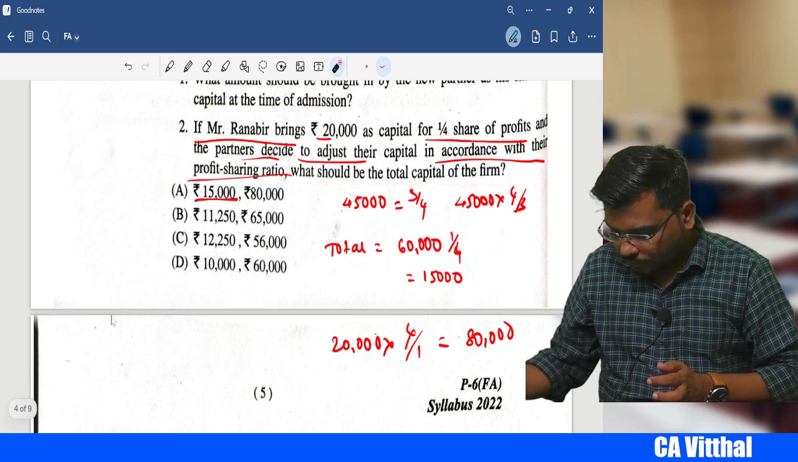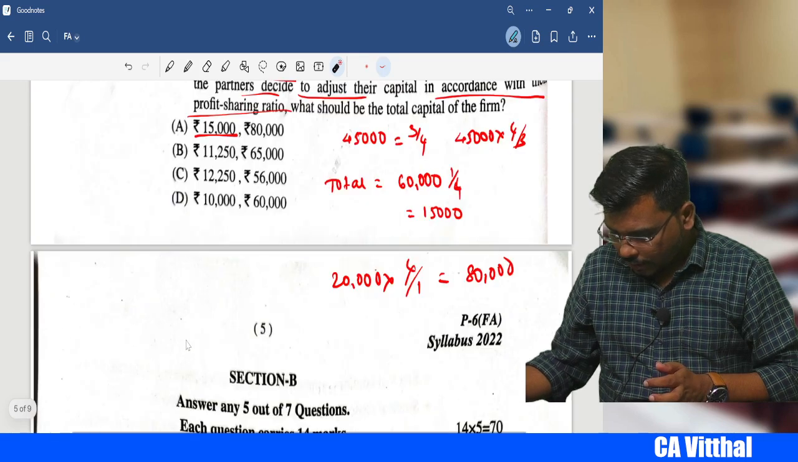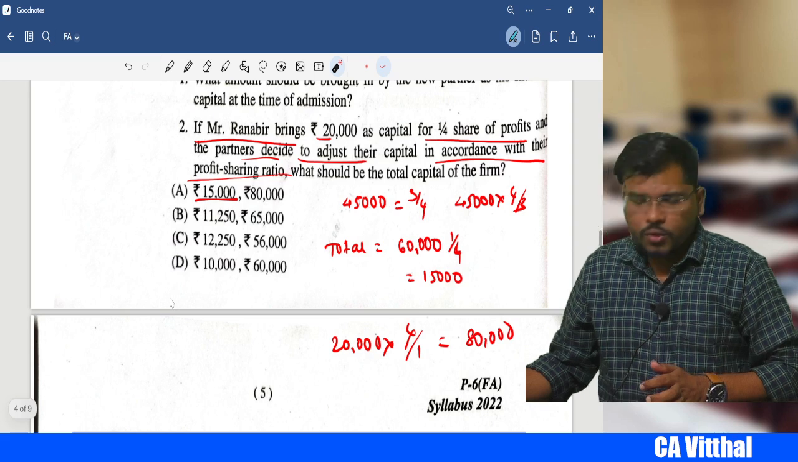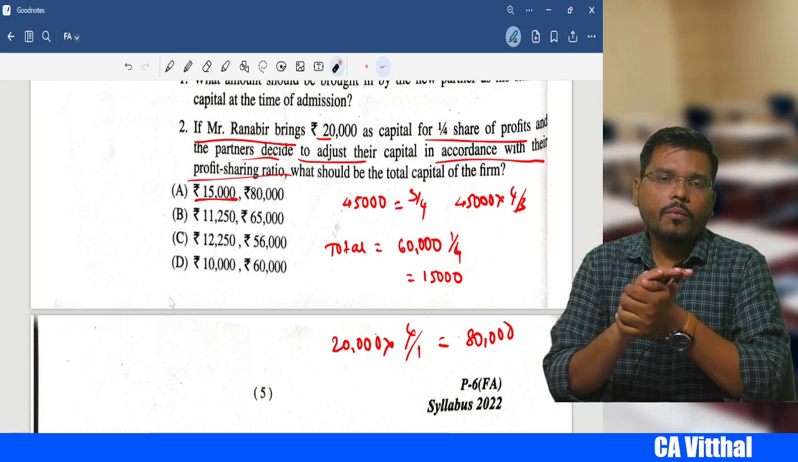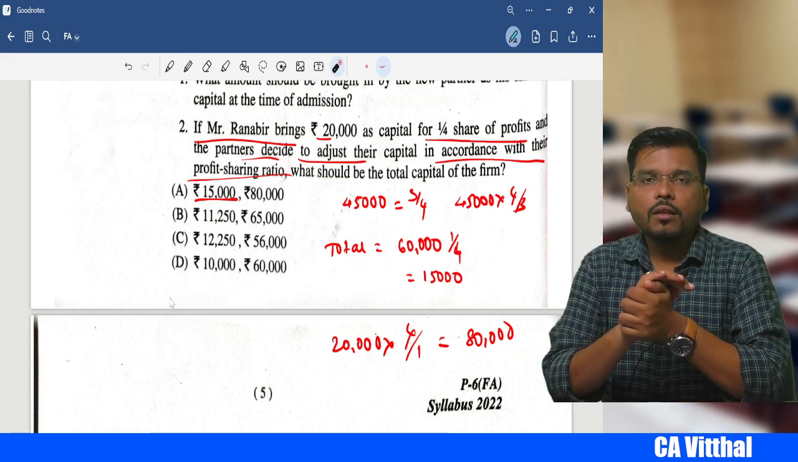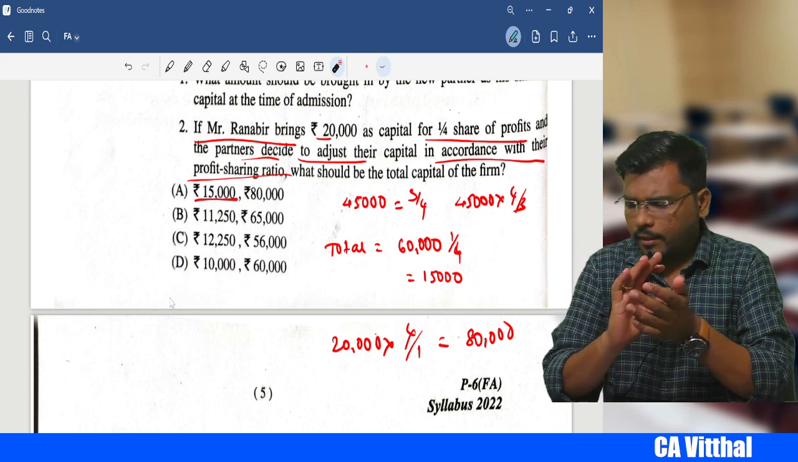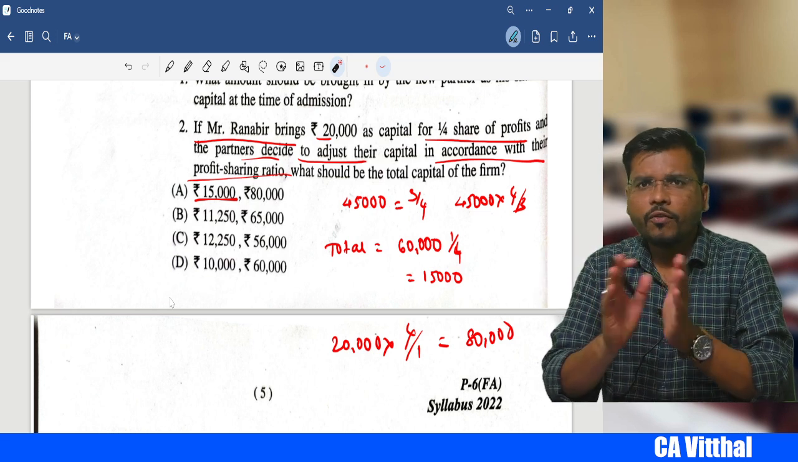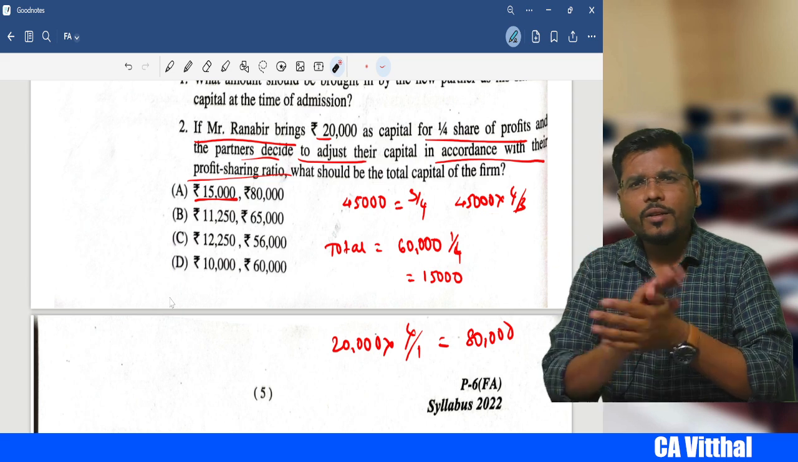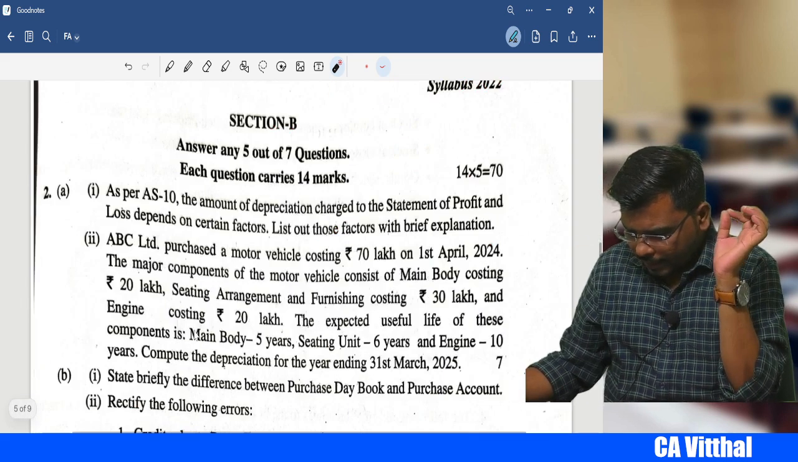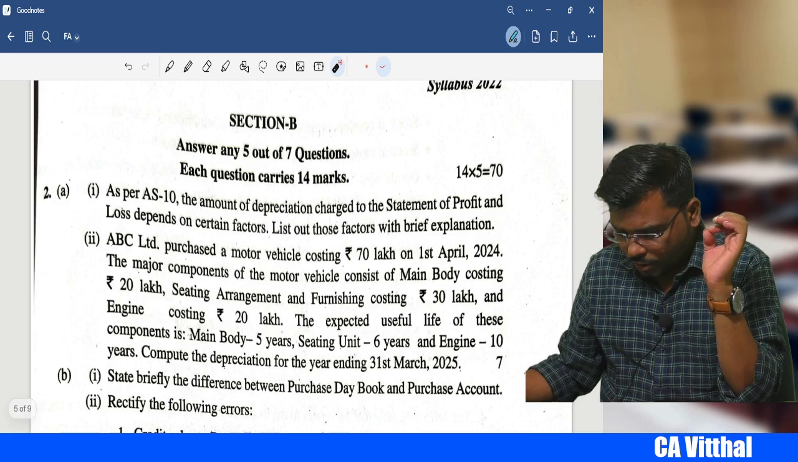Okay. Let's come to the next one. I hope all the 15 questions we have solved. If you ask my opinion about the MCQ, 2 or 3 MCQ might have felt a little bit difficult, but other MCQ were okay, right? Now let's discuss the descriptive questions.